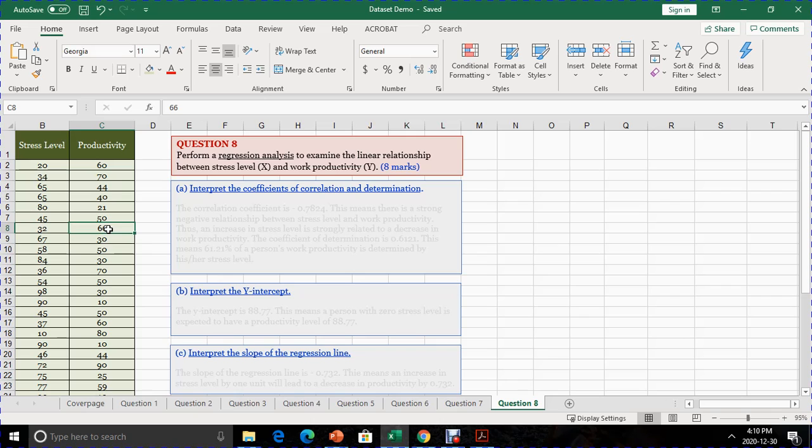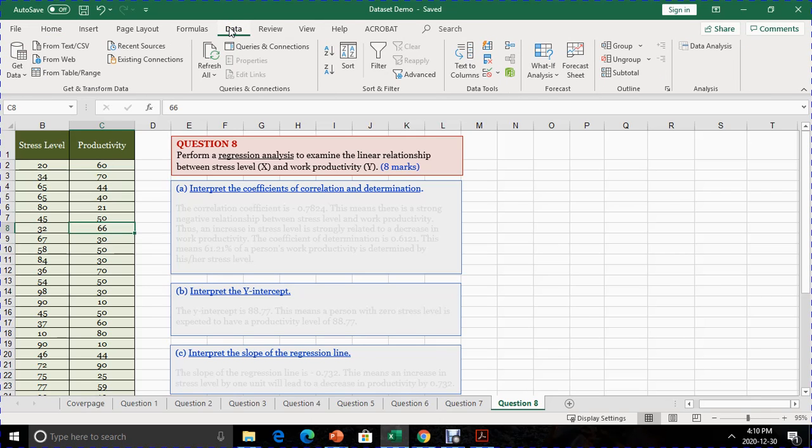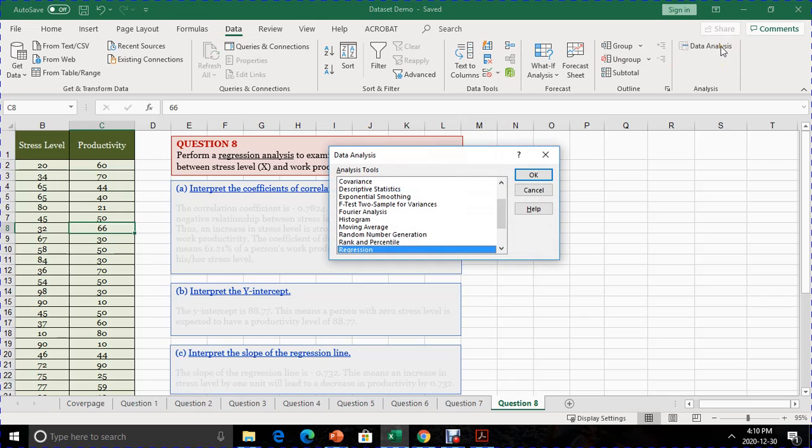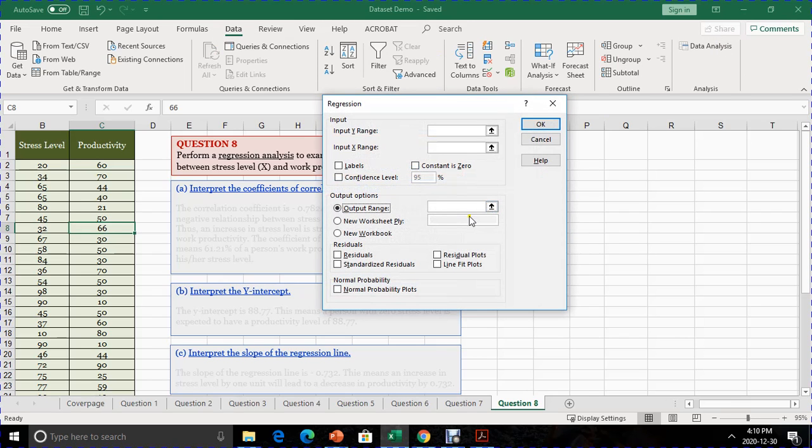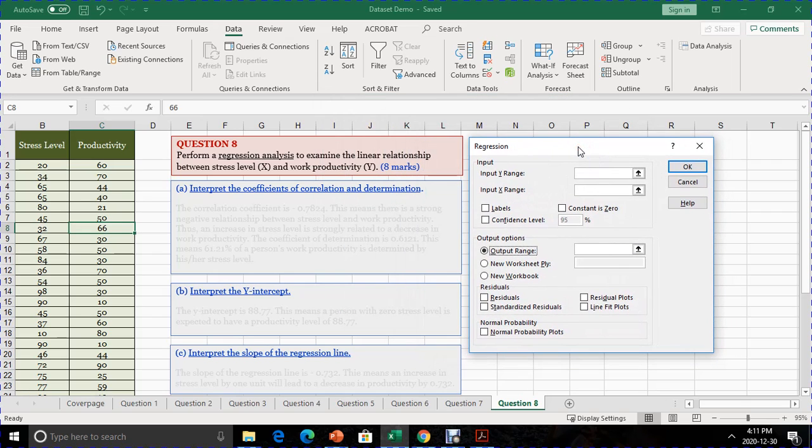To do this, we go to Data, select Data Analysis, and pick Regression. In Regression, in the dialog box, you are asked to identify the input for the Y range. The Y range here given in the question is work productivity. So that means this column here represents our Y range, the Y values, productivity.